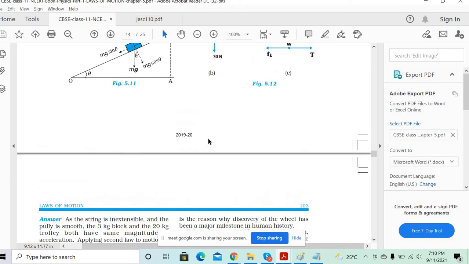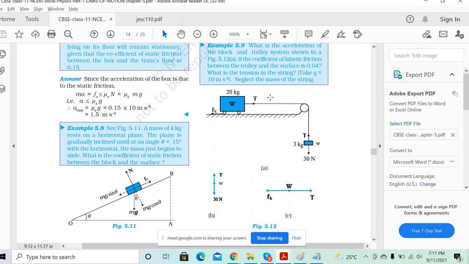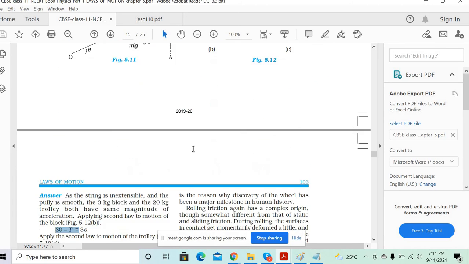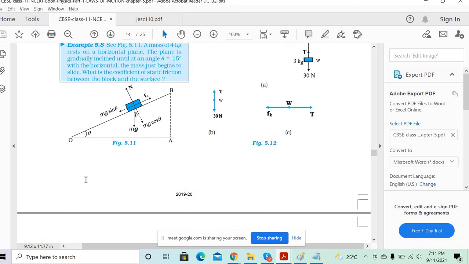Now, the question is this part. Basically we are talking about the acceleration, isn't it? Because this body is in kinetic friction, that means there is motion, right? So this is going downward, and this one in the horizontal direction. So this equation is important: 30 minus T is equal to 3a. Why did we get 30 minus T is equal to 3a? Let's understand this part.